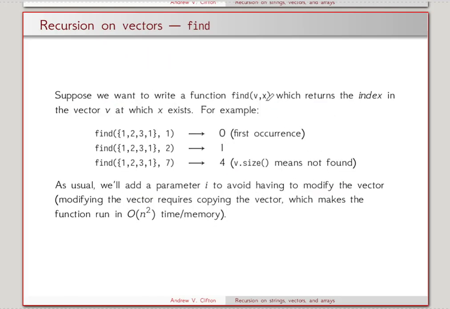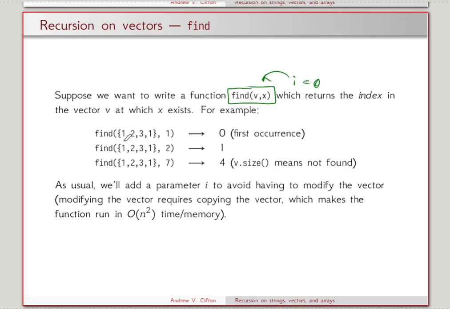All right, let's do another one here. Let's say we want to write a function find that takes a vector and returns the index in the vector at which x exists. So we're going to add a hidden parameter onto the end here, i, which is going to default to 0, and that's basically going to keep track of how much of the stuff we've looked at so far.